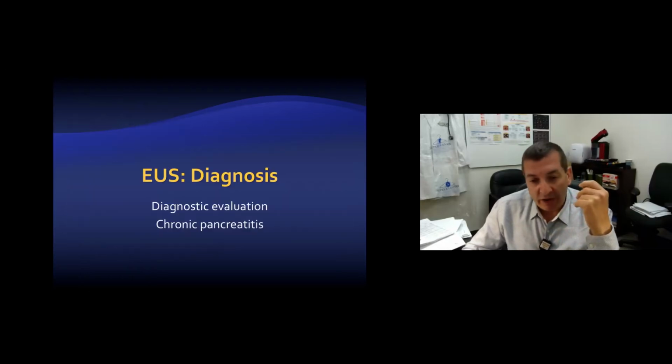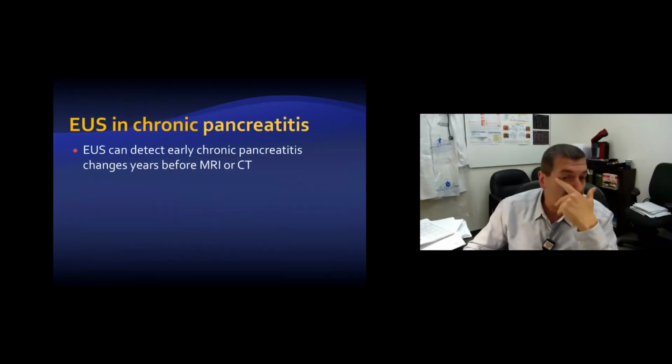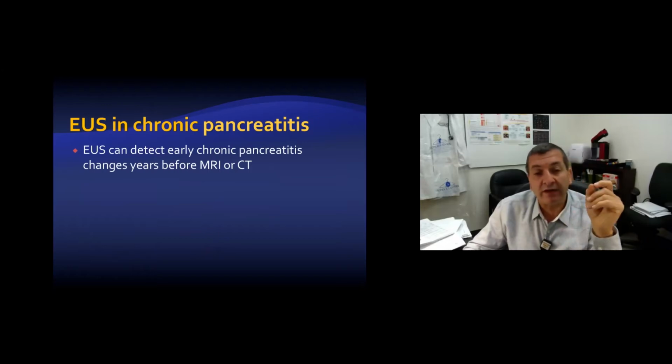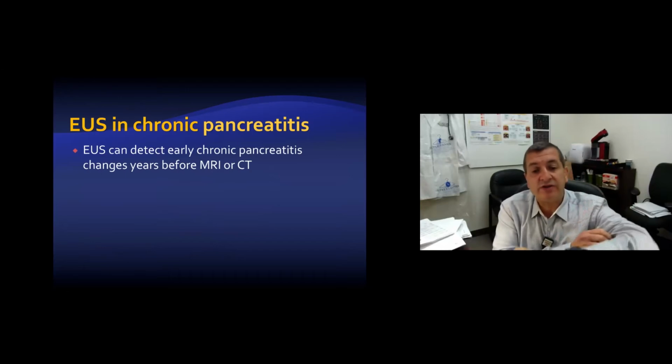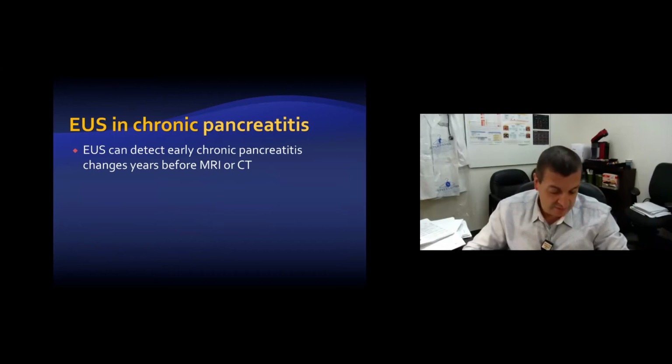How about evaluation of chronic pancreatitis? As I mentioned briefly earlier, it can detect early chronic pancreatitis changes. So it can detect early chronic pancreatitis changes years before MRI and CT scan.